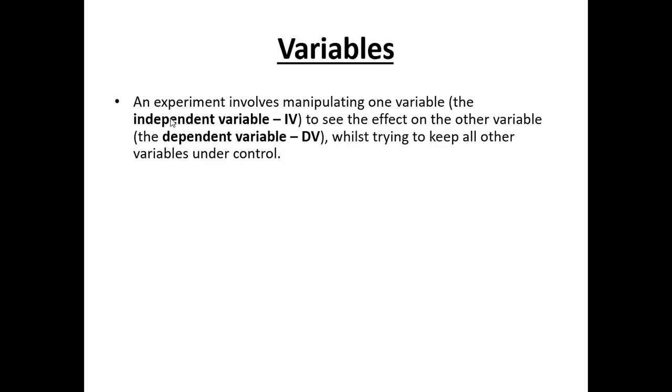In terms of variables, an experiment will involve manipulating a variable, so that's the independent variable, the IV, to see the effect on another variable. So that would be the dependent variable, the DV, whilst trying to keep all other variables controlled. So the IV is the thing you manipulate, and the DV is the thing that you measure.